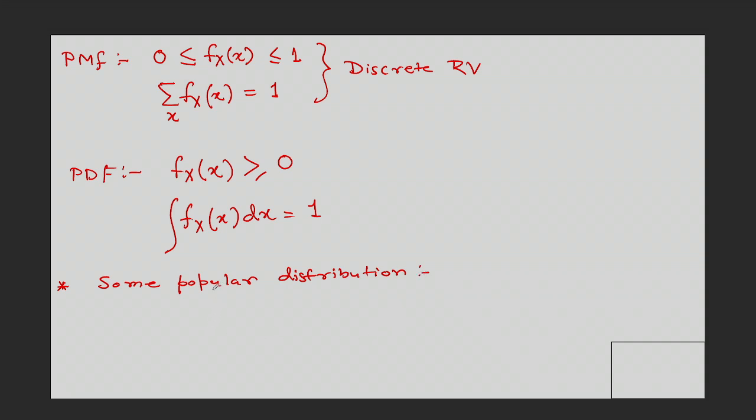And what is the PMF of Bernoulli random variable? f(x) is equal to p to the power x times 1 minus p to the power 1 minus x, where x will either be 1 or 0. X equal to 0 represents failure, x equal to 1 represents success, and accordingly p represents probability of success and 1 minus p represents probability of failure. Simple, right?